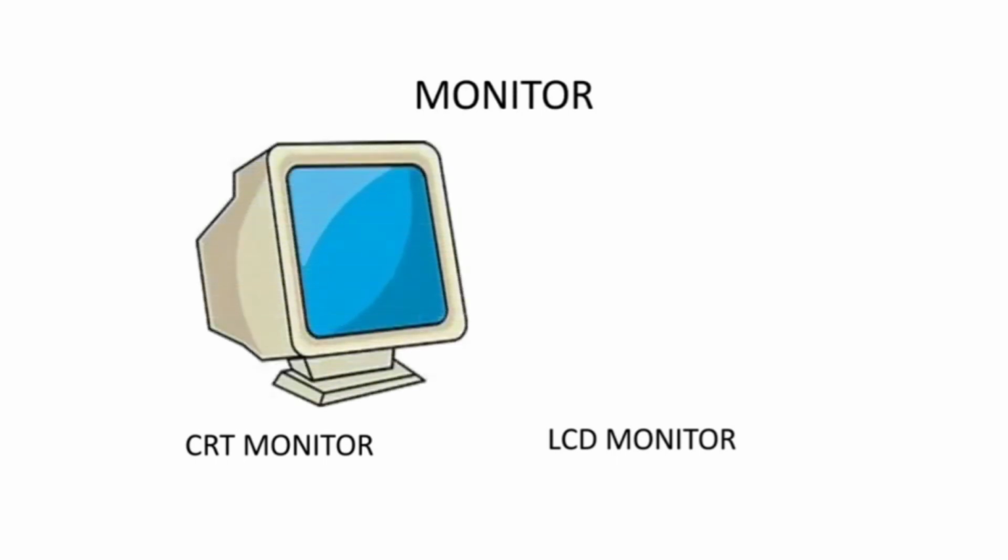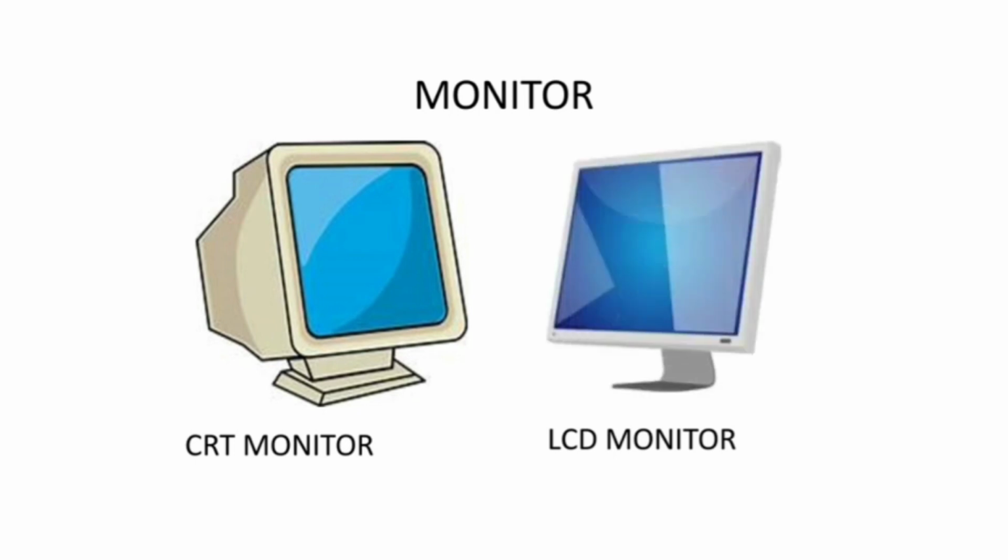So, the first output device is the monitor. This is the most common output device which looks like a TV and is also known as VDU, that is Visual Display Unit. There are two types of monitor. First is CRT and second is LCD. The output which we get on the monitor is called soft output, that is the one which is not permanent.